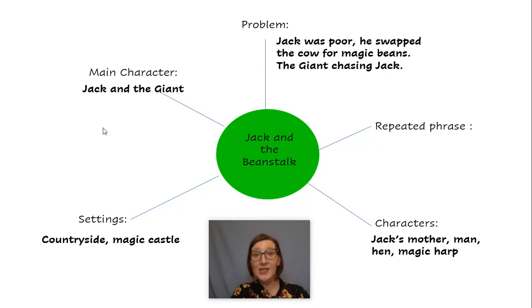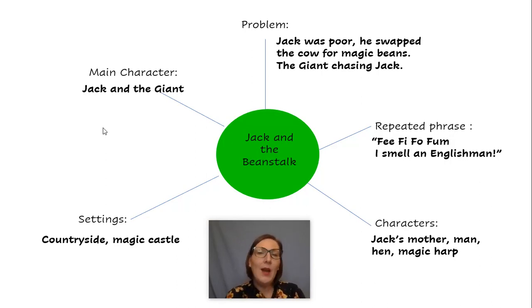And the giant chased him. And he was running and running. And the giant chased him, and he had to call his mum, "Get an axe! Get an axe!" And he had to chop, chop, chop down that beanstalk. And then that repeated phrase, it was fee, fi, fo, fum, I smell an Englishman. Do you remember that?